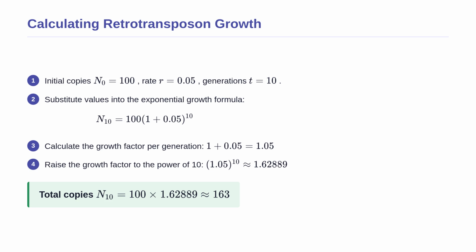First, we substitute our known values into the formula. The expression inside the parentheses becomes 1.05, which is our growth factor. Next, we raise 1.05 to the power of 10, which gives us approximately 1.62889. Finally, multiplying this by our initial 100 copies gives us roughly 163. This shows how quickly genomes can expand if transposons are left unchecked.